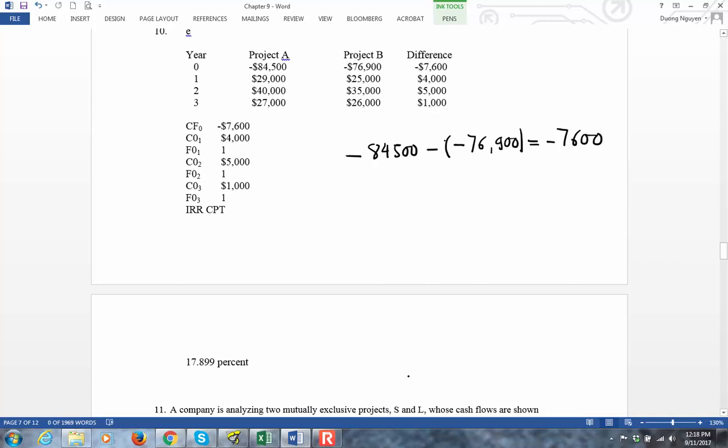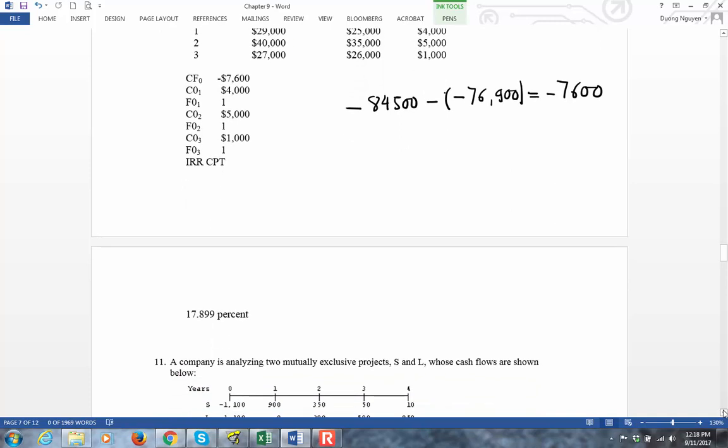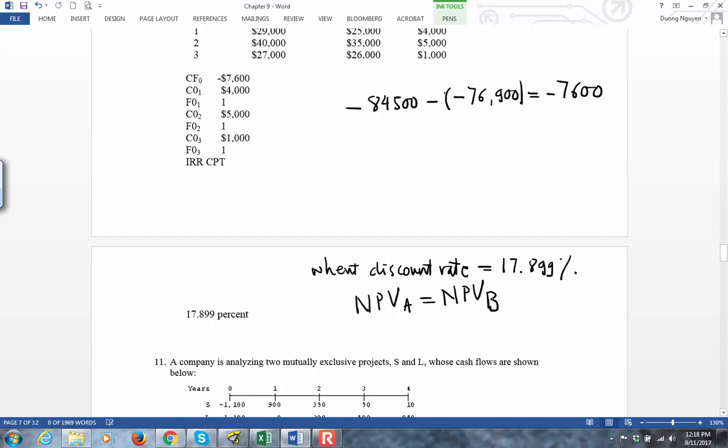17.899%. This is a rate, what it means is, when the discount rate equals 17.899%, then the NPV of A will be equal to the NPV of B.